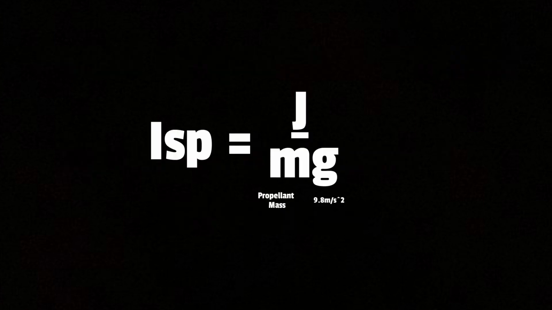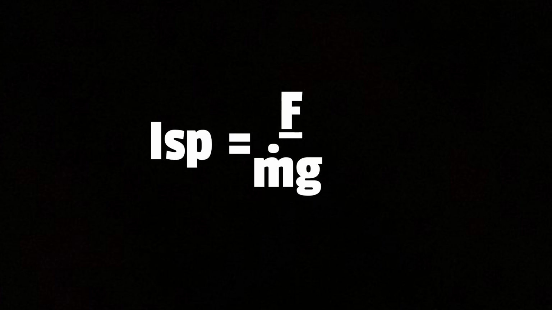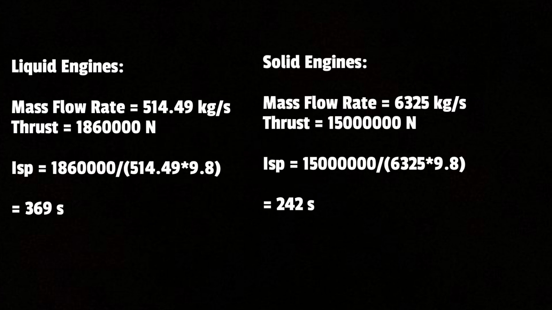While the total impulse more or less tells you the power of a rocket engine, the specific impulse tells you the efficiency. Measured in seconds, the specific impulse is formally defined as the total impulse divided by the weight of the propellant, which is just given by the propellant mass times the gravitational acceleration, 9.8 meters per second squared. It can also be written as the thrust force F divided by the mass flow rate times g. As an example, by taking the thrust forces and the mass flow rates of the Space Shuttle SRBs and the liquid rocket engines, we find that the SRBs have a specific impulse of about 242 seconds, whereas the actual main engines have about 369, showing that the liquid rocket engines are far more efficient.